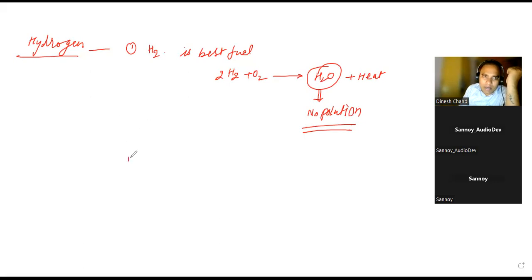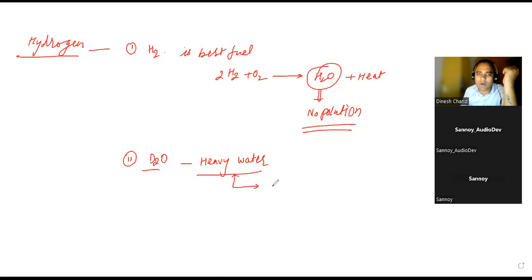Second, there is the compound called D2O. This is called heavy water. This compound is extremely important. Why is it extremely important? It is used in a nuclear reactor as a moderator. So in the nuclear reactor, it is used as a moderator. That is why this second one is also important.